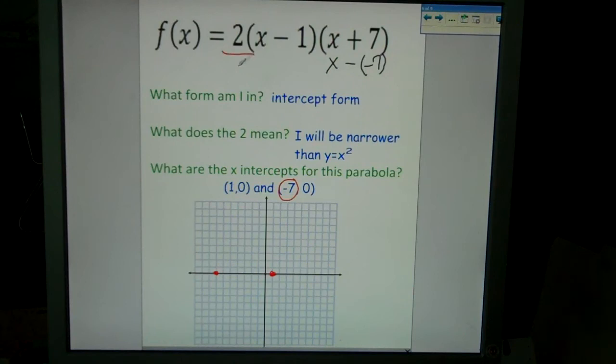Now, is this guy going to open up like that, or is he going to open down? It's positive, so he's going to open up. Now, I'm just going to sketch that. Right there it is. Do I know that the vertex is right there? No, I don't, because I didn't actually calculate it. But I know that my parabola is going to hit at those two parts on the x-axis.